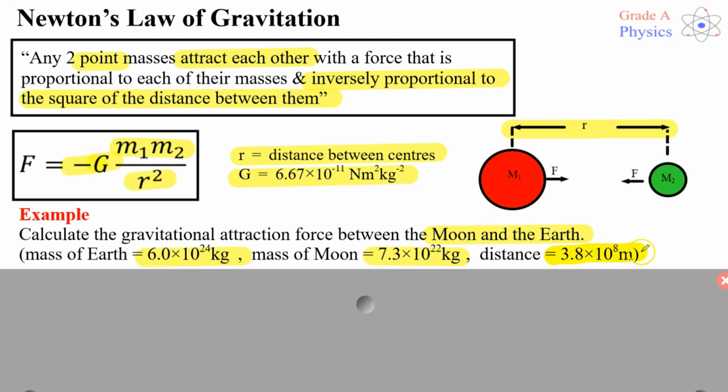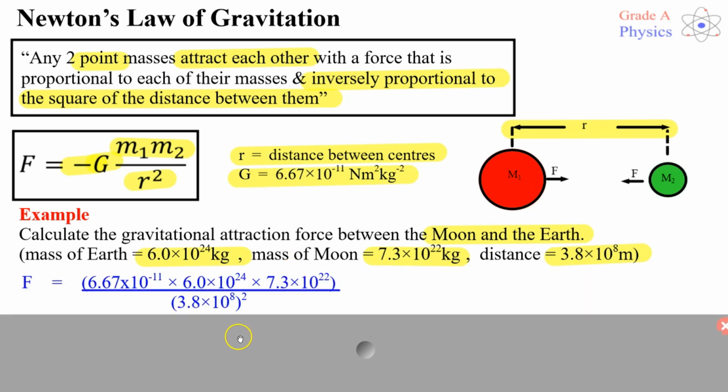And we're given the distance, which we assume is the distance between the center of masses, which is r. Now, it might be a different distance where we have to take into account the radius. So if it's the distance between the surface of the moon and the surface of the Earth, then we might need to consider adding the radius. But normally it will be the distance between the centers.